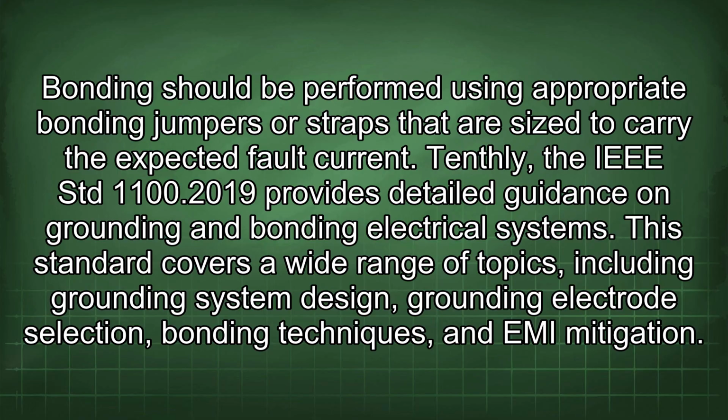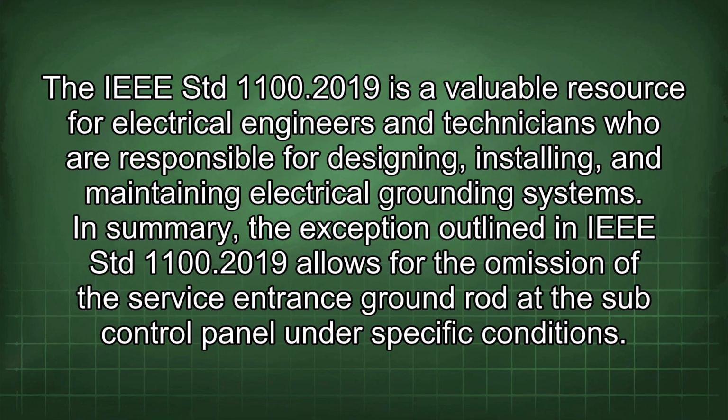Tenthly, the IEEE Std 1100-2019 provides detailed guidance on grounding and bonding electrical systems. This standard covers a wide range of topics, including grounding system design, grounding electrode selection, bonding techniques, and EMI mitigation. The IEEE Std 1100-2019 is a valuable resource for electrical engineers and technicians who are responsible for designing, installing, and maintaining electrical grounding systems.